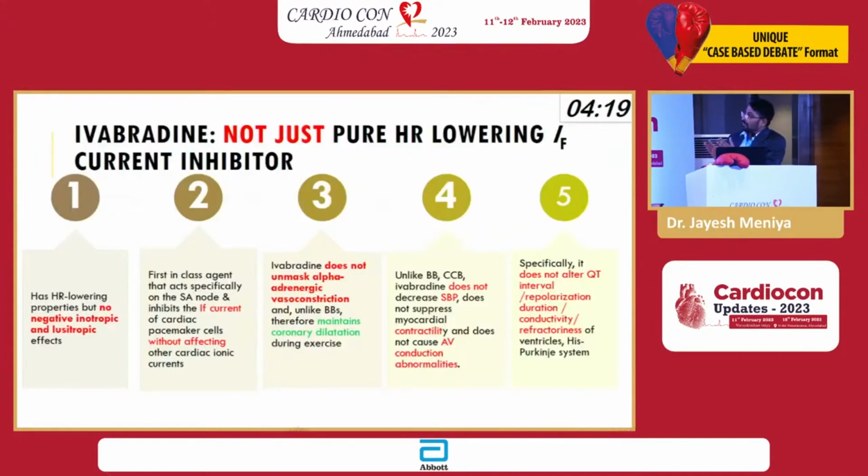So this is the multiple action rather than heart rate reduction, which is there is no negative inotropic effect with the ivermectin. It also does not unmask the alpha adrenergic vasoconstriction, so there is less chance of decreased systolic blood pressure. It does not impair contractility or AV conduction, and the patient has ventricular premature complexes in the ECG. So it does not alter the QT interval in particular, which decreases the chances of arrhythmia also.